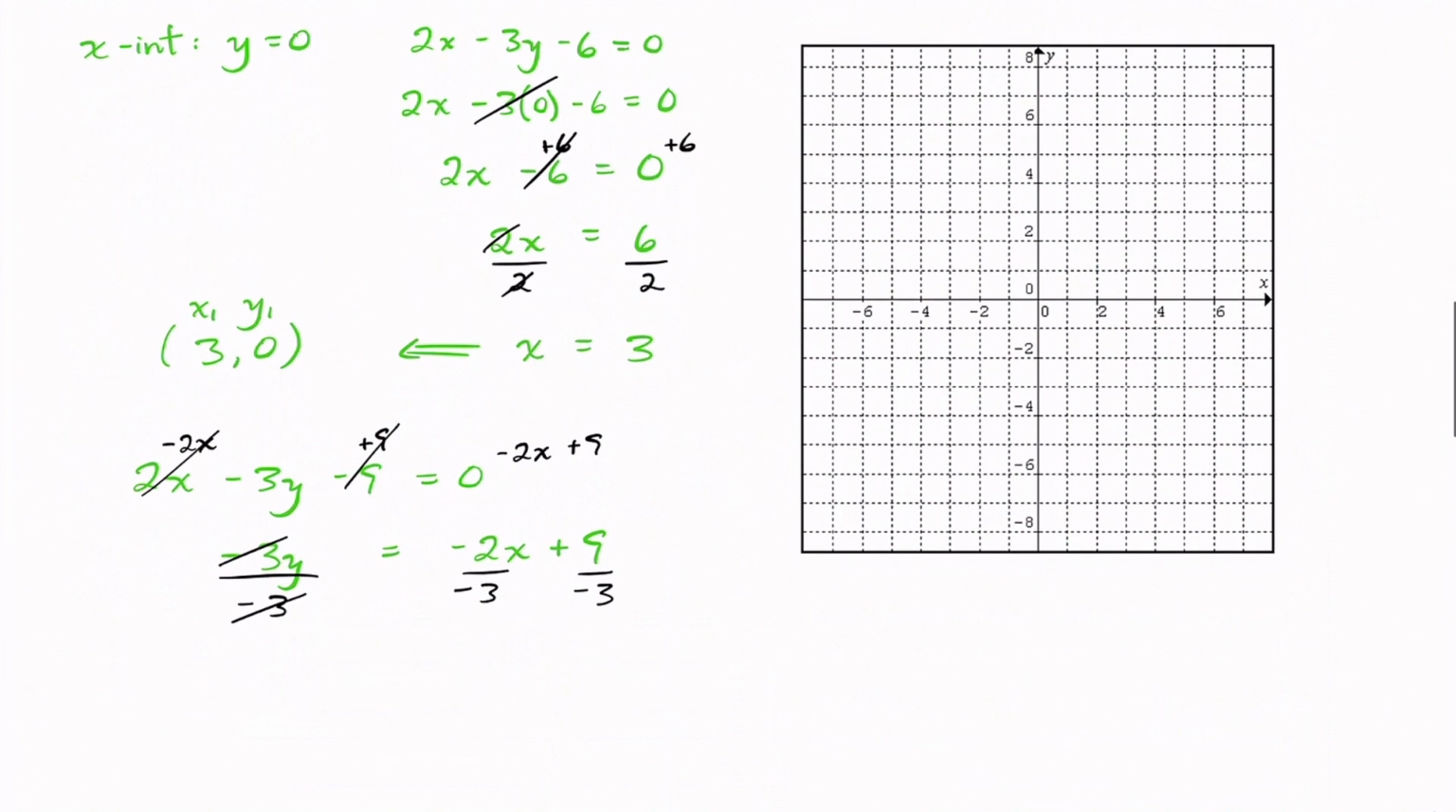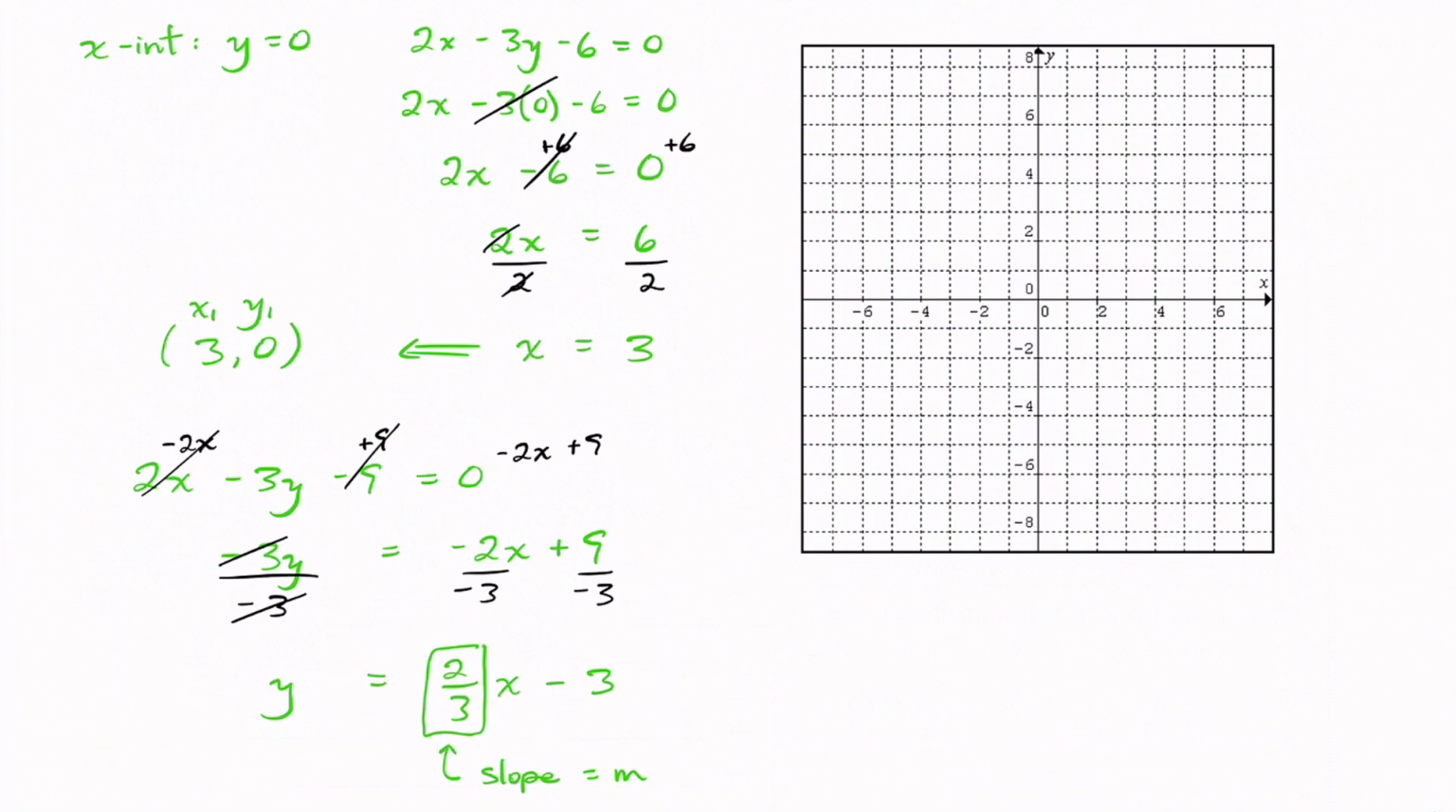So now there's only a y on the left, that's what we wanted. And then I can see a negative 2 over a negative 3 right here. Those two negatives will cancel, so I'll just have a 2 over 3, and then x, and then a positive 9 divided by a negative 3, that's just negative 3. So again, the number in front of the x, that is your slope. So I can see my slope, which we call m, is 2 over 3.